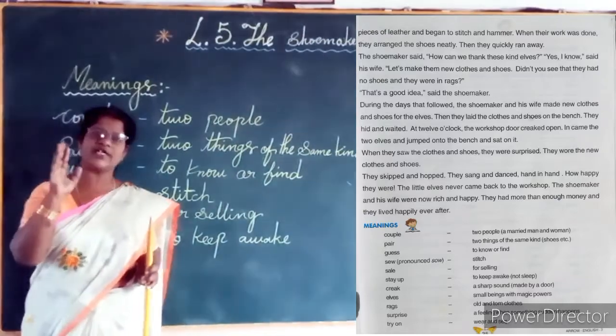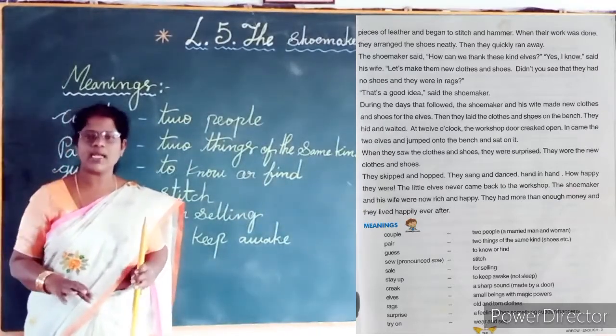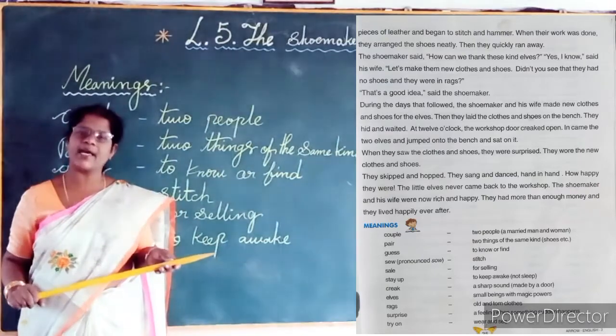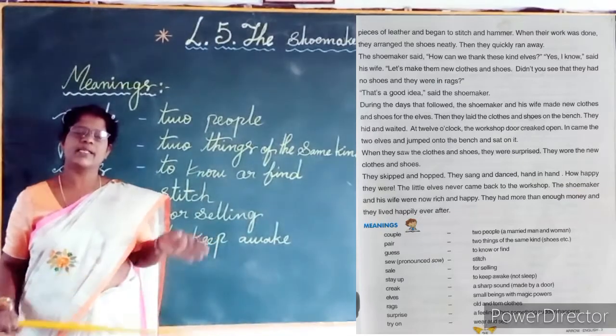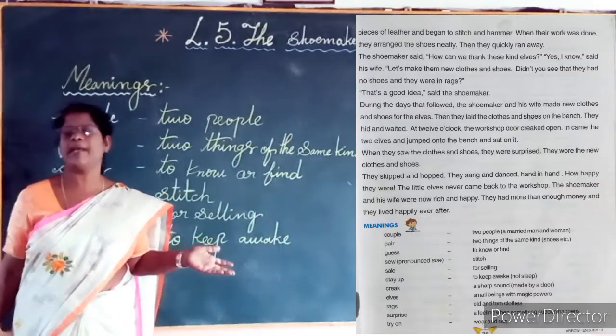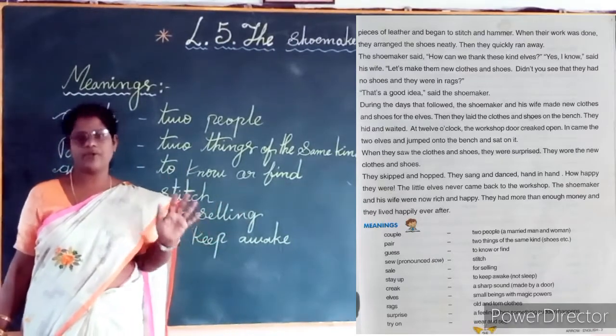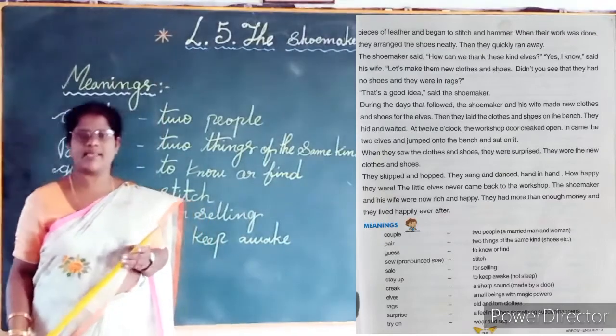Because at the start of the lesson, we saw that the husband and wife were very poor, and day by day their financial status was decreasing. They became poorer and poorer. But now they were very happy, earning enough money. I hope you understand the lesson.